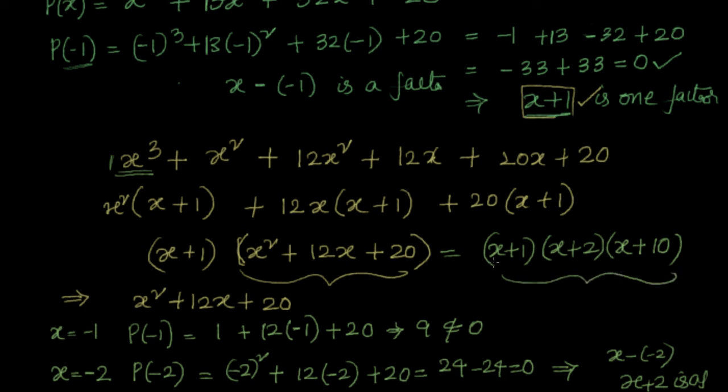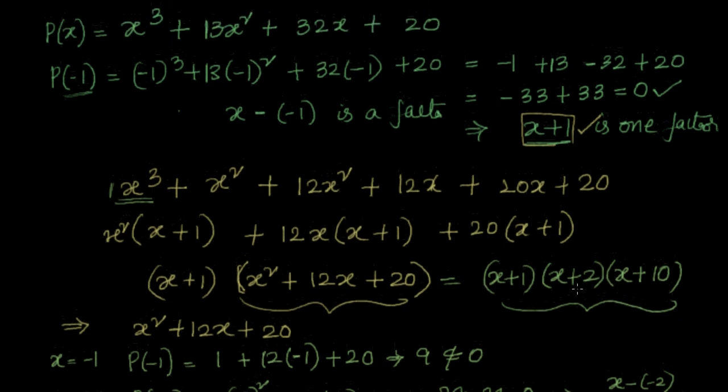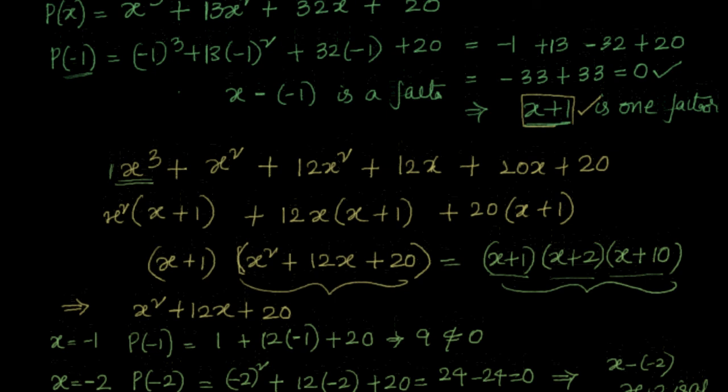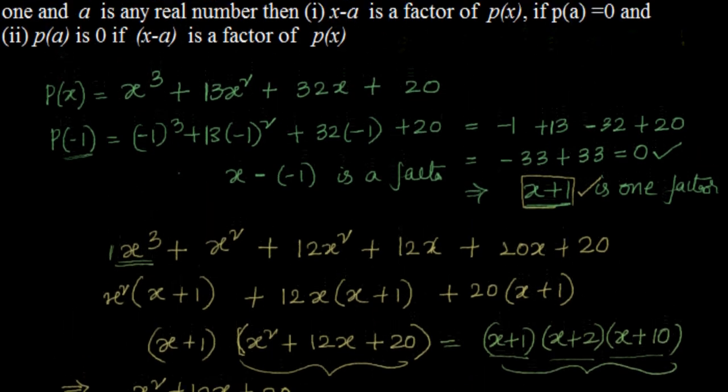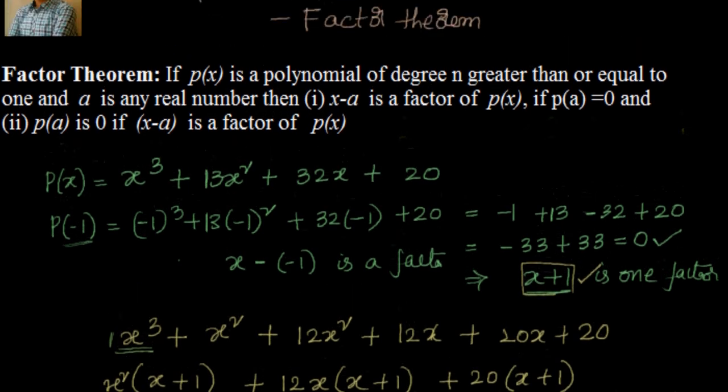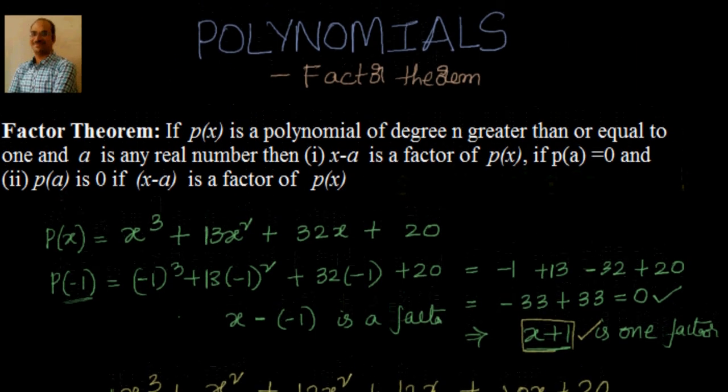So the factorization of x cube plus 13x square plus 32x plus 20 is nothing but equal to x plus 1 into x plus 2 into x plus 10. We have used the factorization theorem and we have got it. So in the next video we will see how to find out the zeros, or in other words how to find out the factors of a polynomial in different methods.